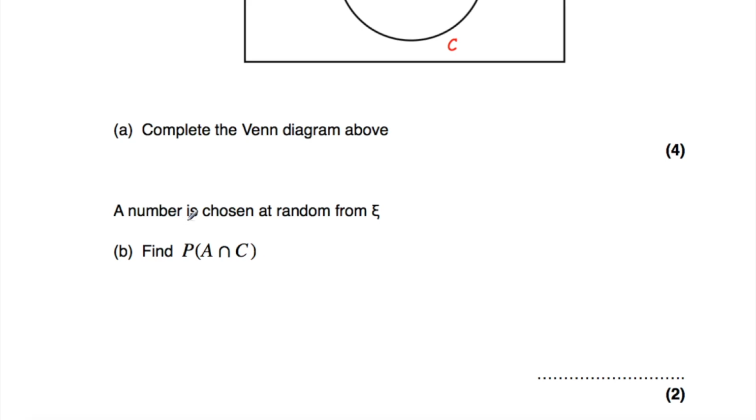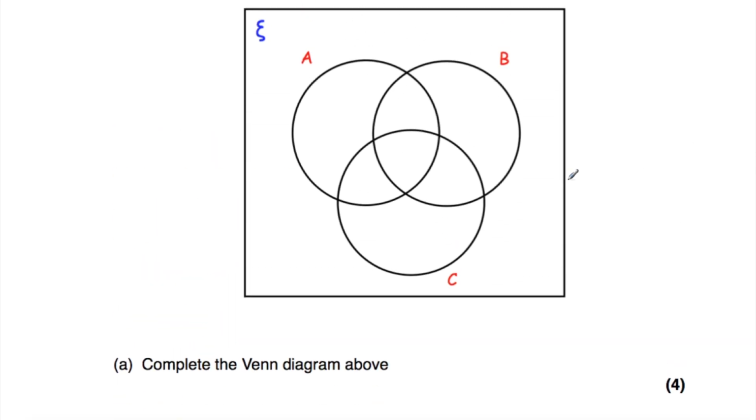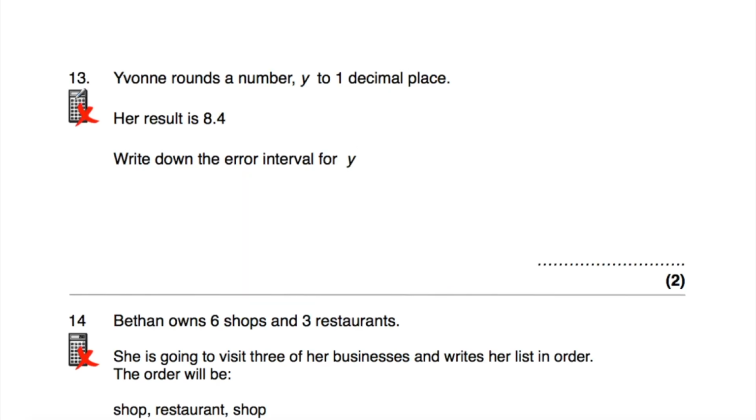Okay, and then part B. Part B says the numbers chosen at random from the universal set. So you could go back up and look at your list and see how many numbers there are. So that'll be obviously your denominator. And then in terms of the numerator, we want to find the probability of A intersects C. So we need to see how many would be in A intersects C, so in other words, this region here. So if you see how many numbers are in that region, and then you'll know the total, then you can find the probability.